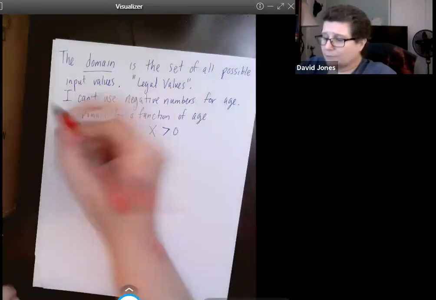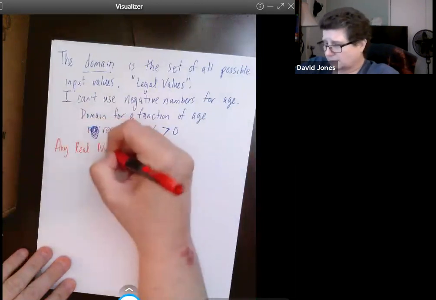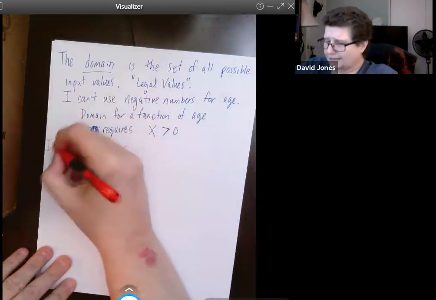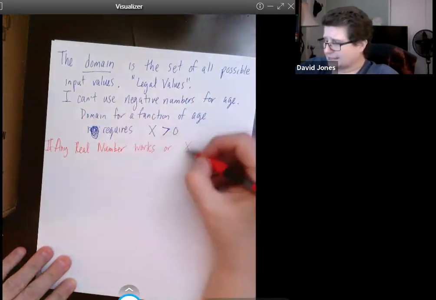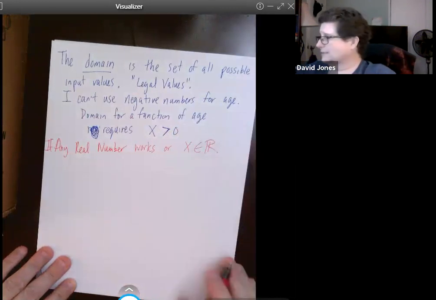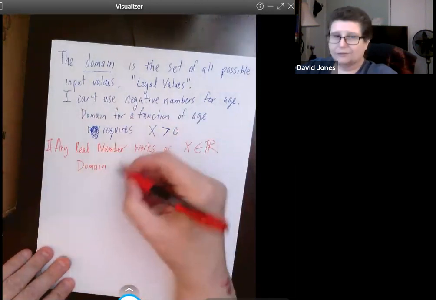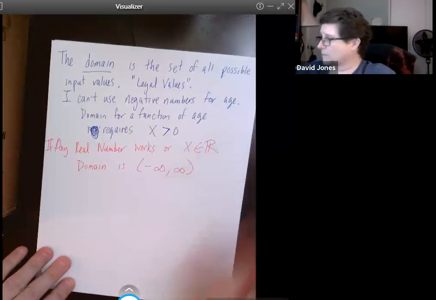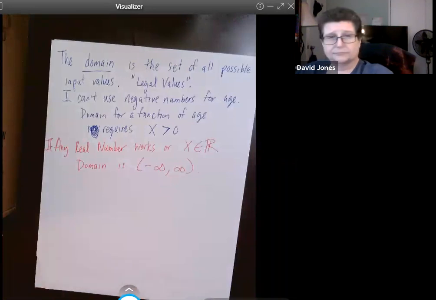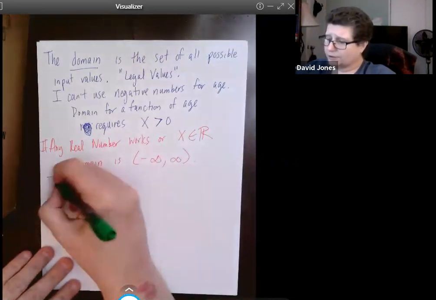If we have all real numbers, if any real number works, or x is in the set R, the domain is, we tend to write it in interval notation, negative infinity to infinity. All right. That was all the input values. The output values are called the range.